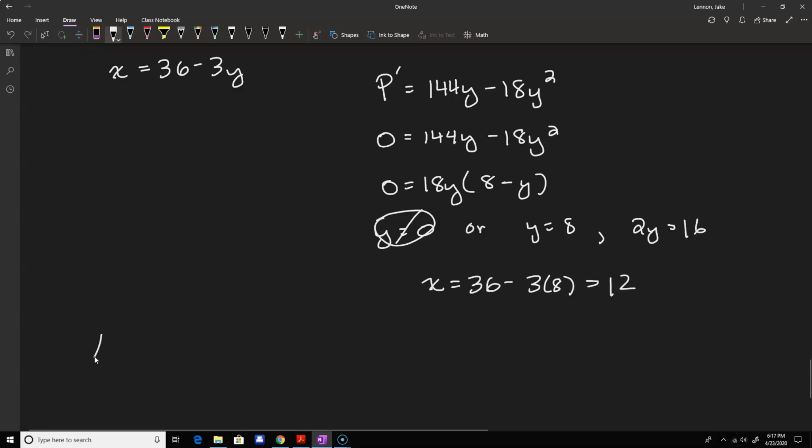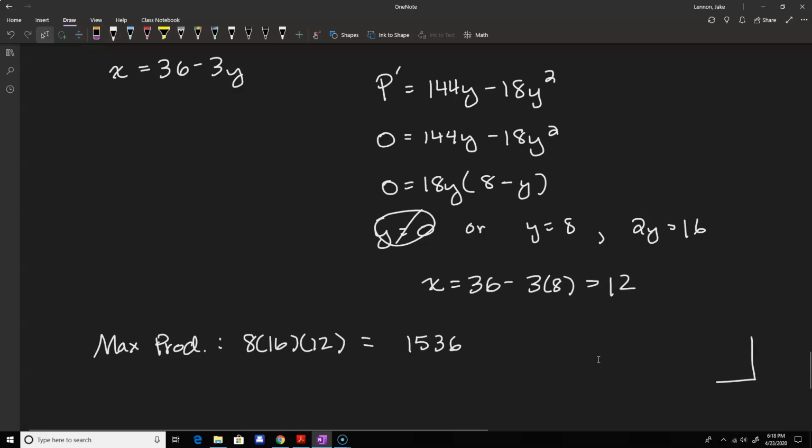So our max product is, if we multiply those three together, 8 times 16 times 12. And what does that come out to? It comes out to 1536. So that would be our answer for this problem. The maximum value of the product is 1536.